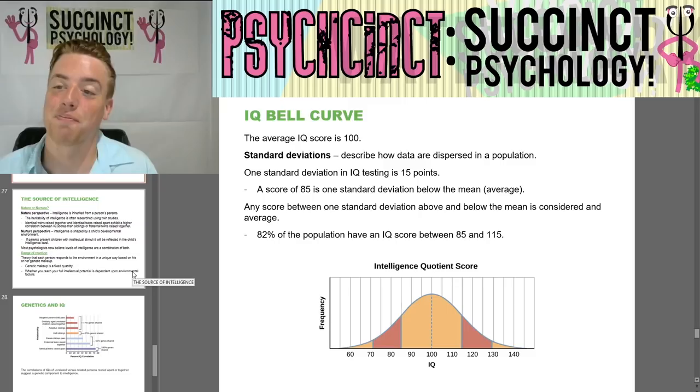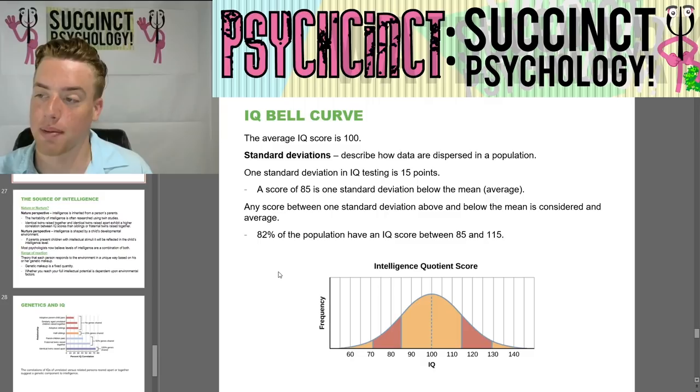IQ bell curve, the average IQ score is 100. Standard deviations describe how data are dispersed in a population. Now, one standard deviation in IQ testing is 15 points. So a score of 85 is one standard deviation below the mean, or the average.